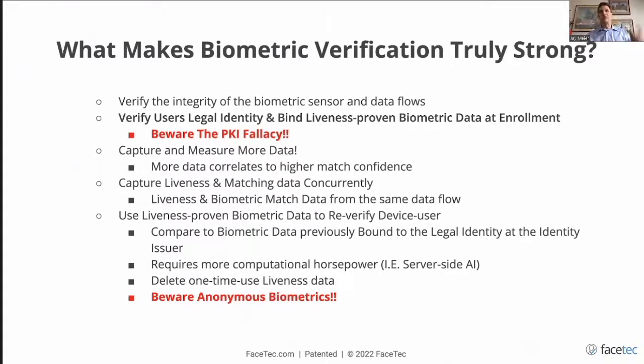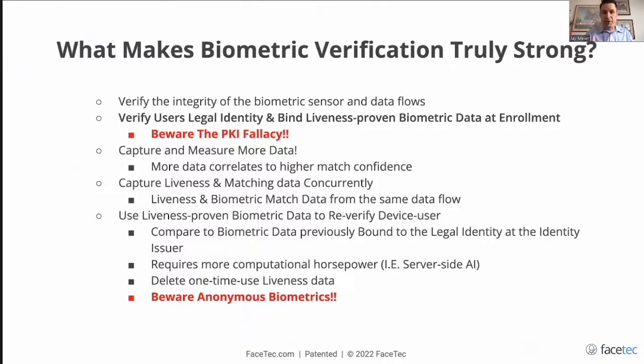You want to use liveness proven biometric data that's previously bound to a legal identity. Your driver's license has your face on it. The DMV takes a picture of your face. That's how they bind a physical representation to an identity. Your face is bound to the identity using the picture, and that is effectively biometrics, right?